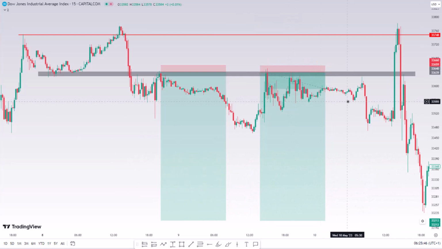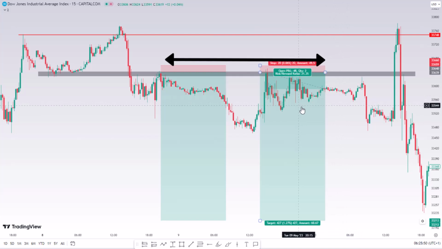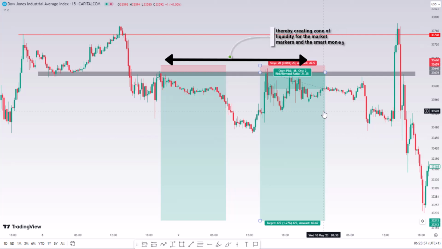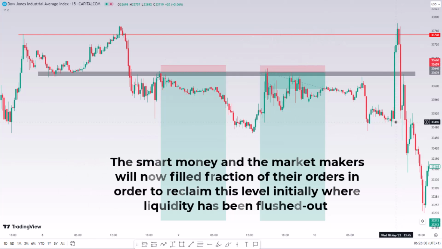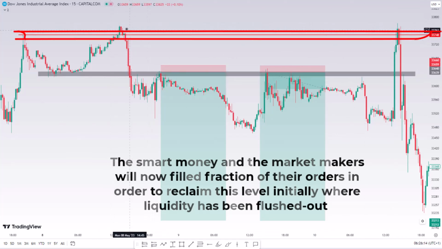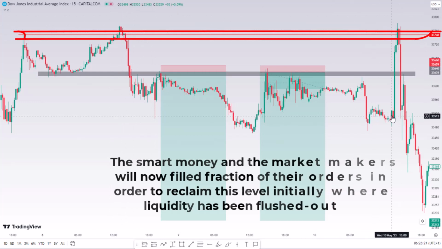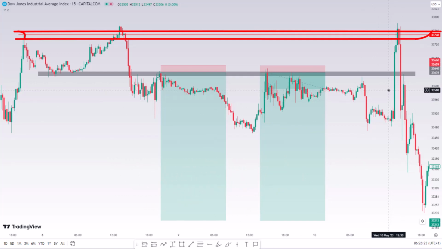But fairly enough, the moment these opportunities have been created for retail traders, thereby creating zones of liquidity for the market makers and the smart money, what happens? The smart money and the market makers will now fill fractions of their orders in order to reclaim this level where liquidity was initially flushed out. By filling their orders in the opposite direction, remember, they will be in losses. But as price continues to reclaim this level, they are now filling their sell orders.